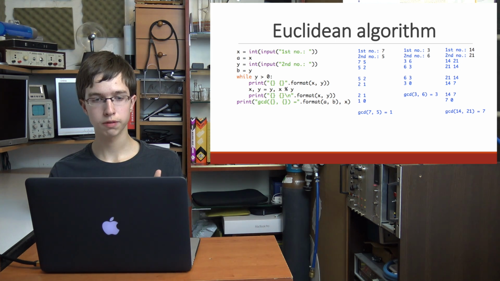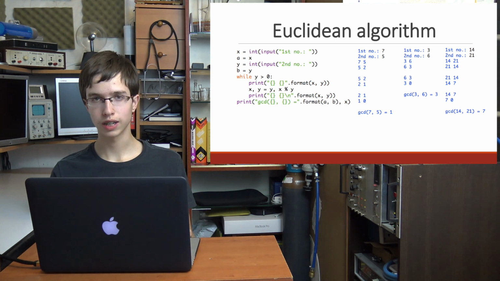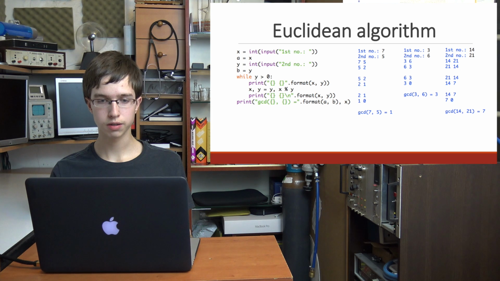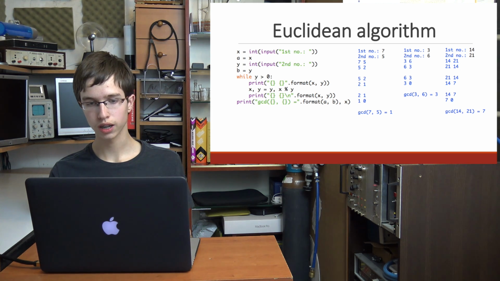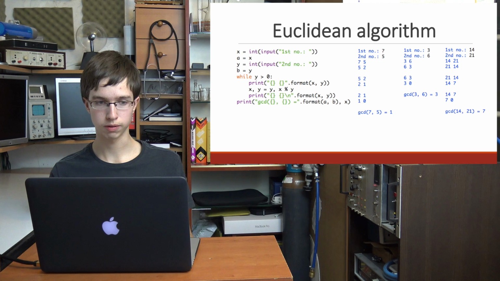Here we have three different cases of these input numbers. The first case is two co-prime numbers, meaning their greatest common divisor is equal to 1. Then we have two numbers whose greatest common divisor is equal to one of these two numbers, which is here 3, for 3 and 6. And the final case, where there are two composite numbers whose greatest common divisor is not equal to any of these numbers nor to 1, but is equal to 7 in this case of 14 and 21.